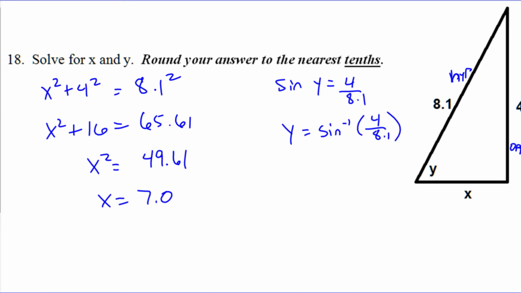All right, so I'm going to do 4 divided by 8.1, and then I'm going to use the inverse sine function. Again, make sure you're in degrees mode, and that looks like it's going to be 29.6 degrees, rounded to the nearest tenth. So we'll say 29.6 degrees. That would be rounded to the nearest tenth of a degree.